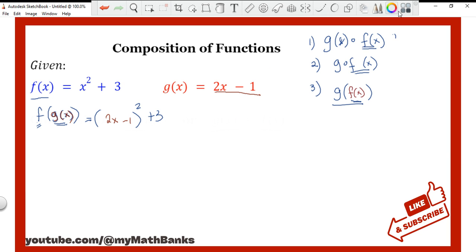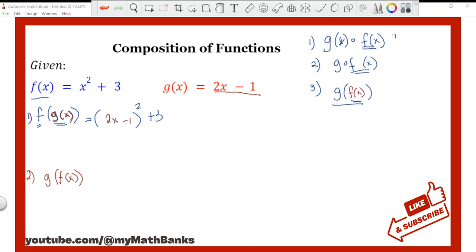Now in comparison, let's try this. This is number 1, and let's say number 2 is this, so you can see the difference. G of f of x. This is the second one.